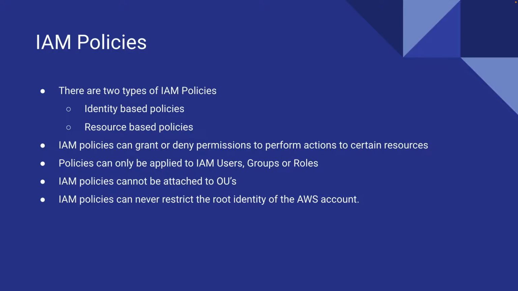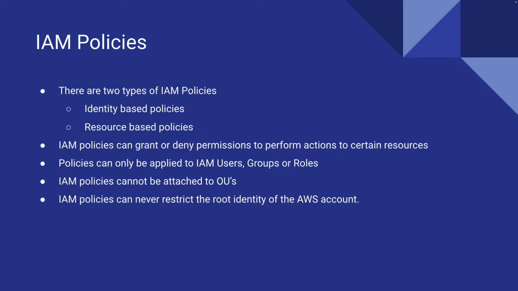IAM policies can grant or deny permissions to perform actions on certain resources. This means that with an IAM policy, you can have an explicit deny or an explicit allow on different resources within AWS. For example, you might have a policy where you allow access to EC2 instances, and then you might deny access to an S3 bucket. Or you can even go very granular and allow or deny specific actions on specific resources as well.